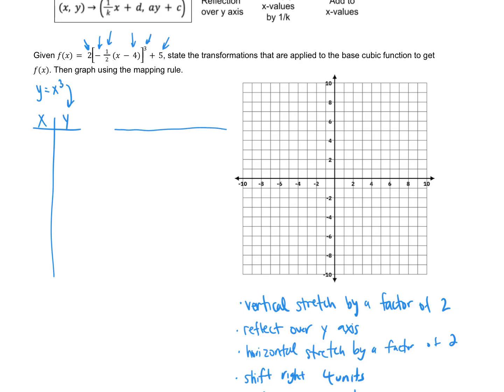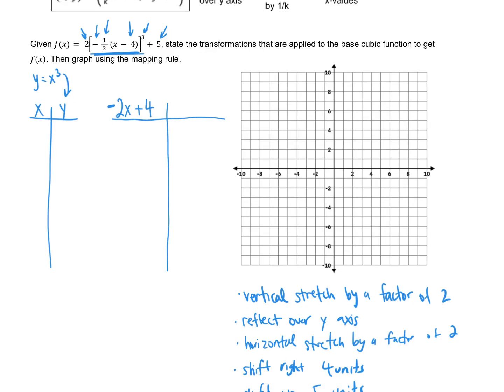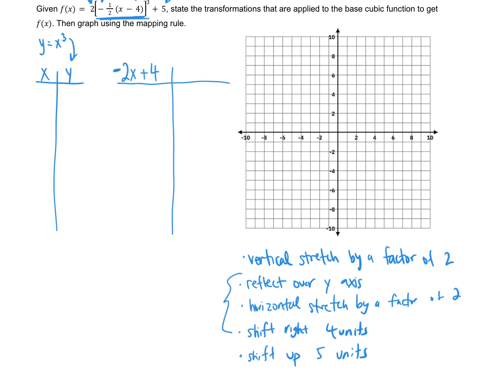But my mapping rule that I'm going to run my coordinates through, so we had a reflection over the y-axis, which means my x value will turn negative. We also had a horizontal stretch by a factor of 2, so x will also get doubled. Then we were shifting to the right 4, so plus 4. So you'll notice that, yes, these values are the opposite from what's actually happening inside the bracket, but they perfectly match with the transformations that we wrote right here, okay?